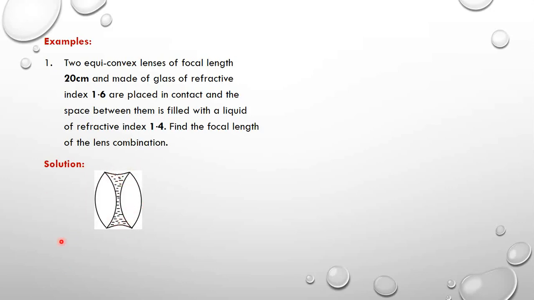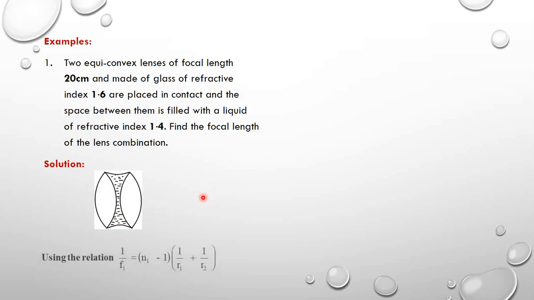So they want us to get the focal length of the lens combination. So we have the focal length of this, and then the focal length of that. So we also now need the focal length of this liquid lens, and then we shall get the combination focal length. So using, first of all, the convex lens, we shall get R.